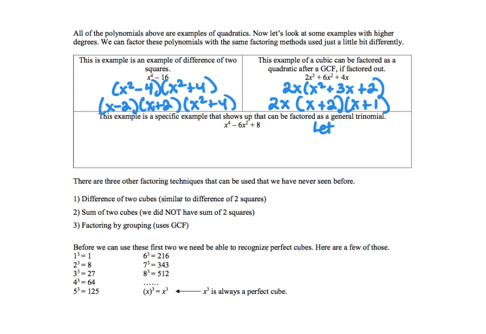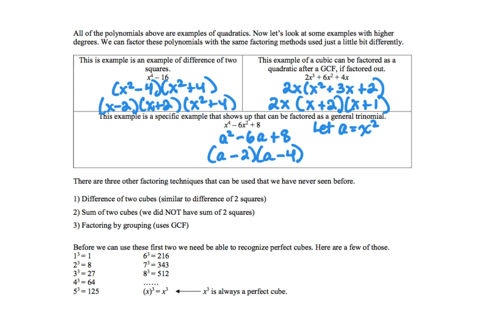So I'm going to let a equal x squared. And if I do that and substitute back in, x to the 4th would be a squared minus 6a plus 8. Now that factors. It's just a normal quadratic. So I need numbers that multiply to 8 but add to negative 6. And those numbers are negative 2 and negative 4. So this factors as a minus 2 and a minus 4.